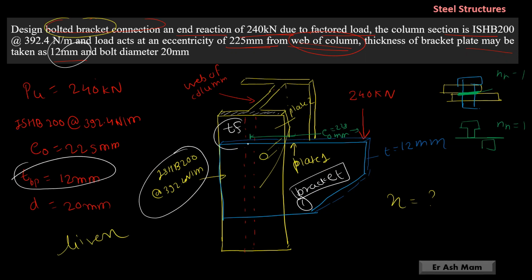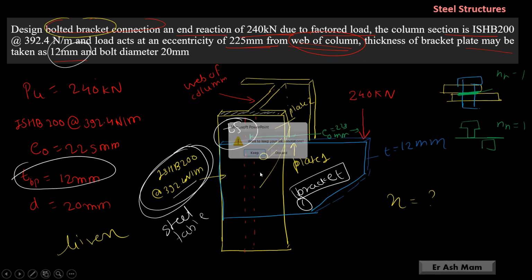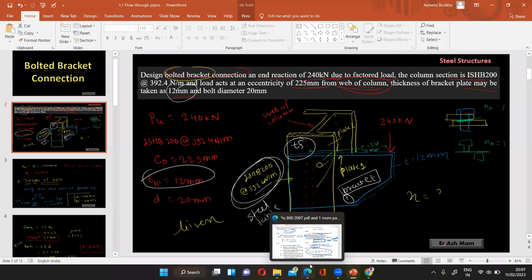But the thickness of the flange is not given in the question. The size or section of the column is given, that is ISHB 200 at the rate of 392.4 Newton per meter. So we have to find the thickness of the flange, and we can see it from the steel table. So now we have to refer to the steel table. Where is the steel table?